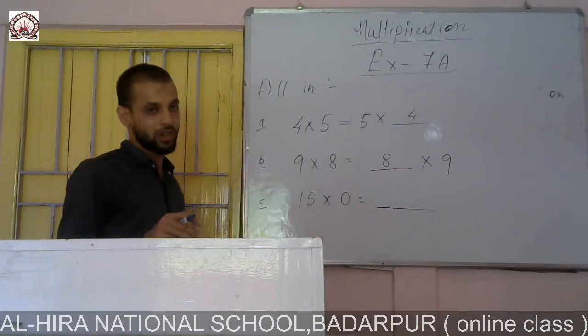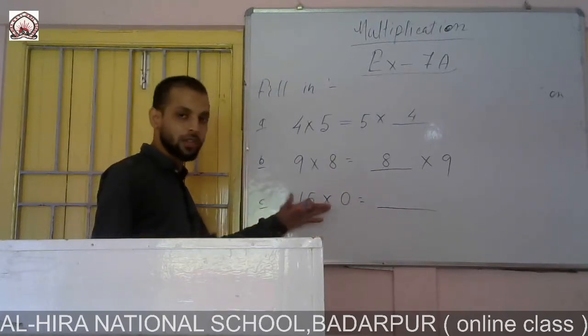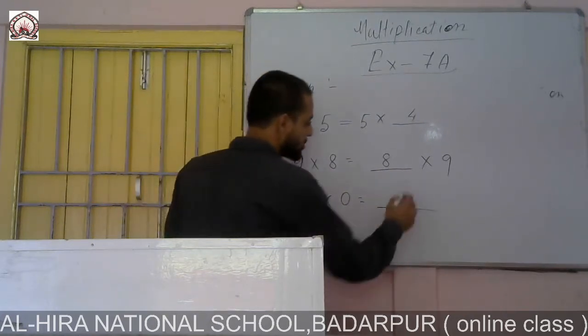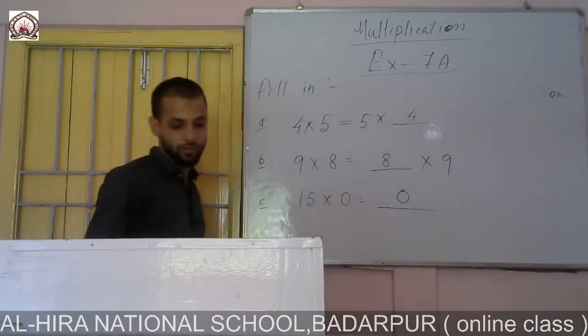Okay, so the next one you see, as it is known to us all, if we multiply any number by 0, the result will be what? The result will be 0. So here you have to write 0.